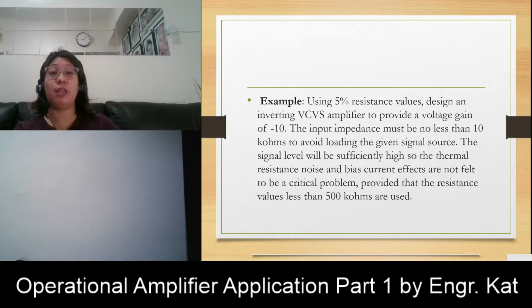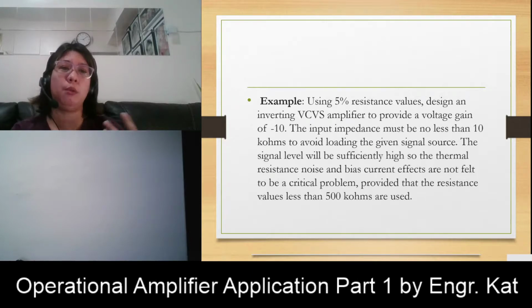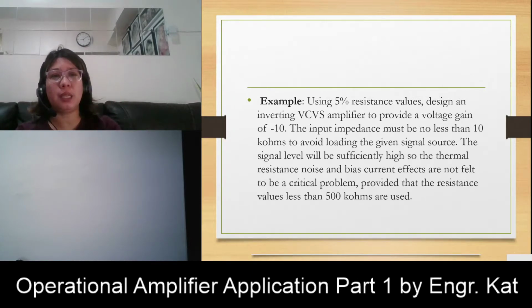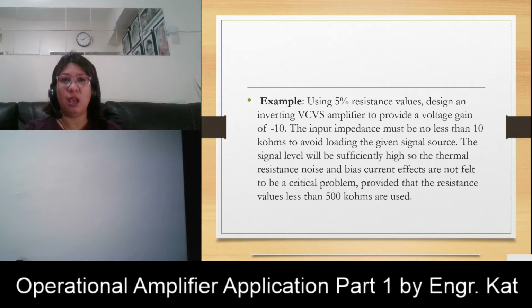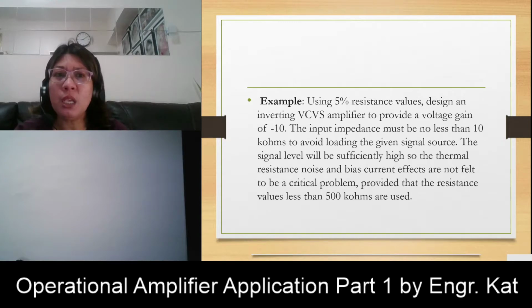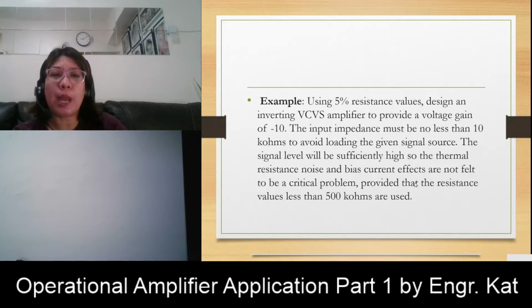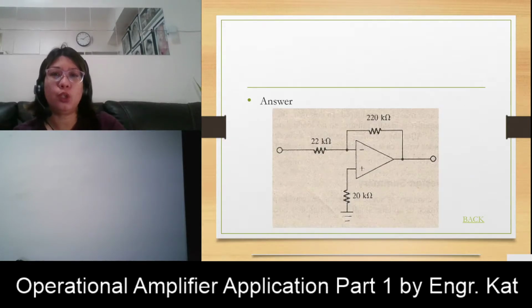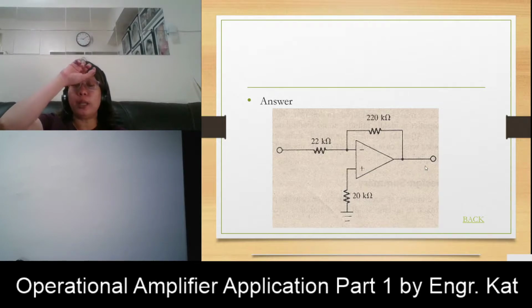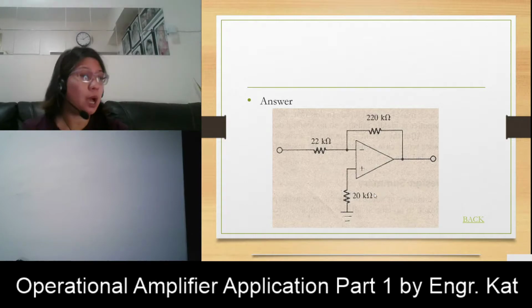So we are given a very broad range of resistances that we can make use of. It just says here that it must not be less than 10K and must not be greater than 500K. As long as it is within the range, your design is correct. You don't have to worry as long as you can comply with the requirements. So this is just one example of the design for that specific problem.